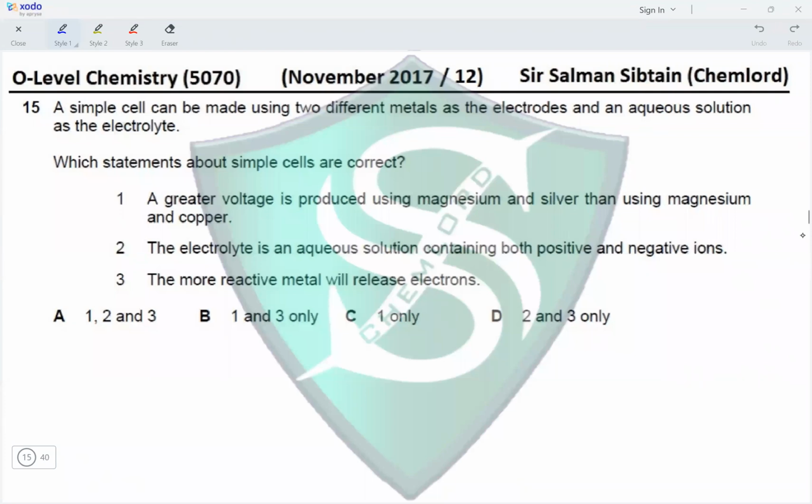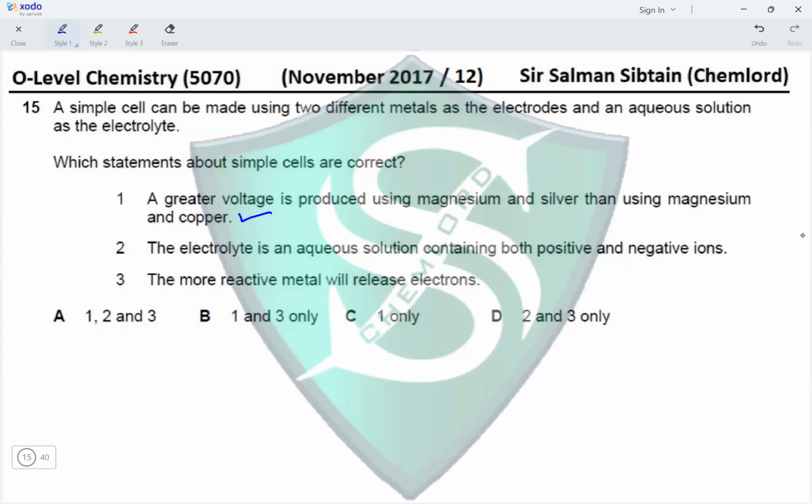Question 15. A simple cell can be made using two different metals as the electrodes and an aqueous solution as the electrolyte. Which statement about simple cells are correct? A greater voltage is produced using magnesium and silver than using magnesium and copper. This is correct because the greater the difference in reactivity, the greater the voltage produced. Magnesium and copper are very much different in reactivity. However, silver is less reactive than copper, so the difference between silver and magnesium would be greater than the reactivity difference between copper and magnesium.